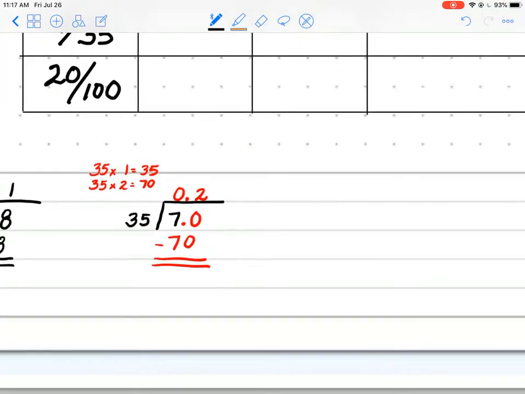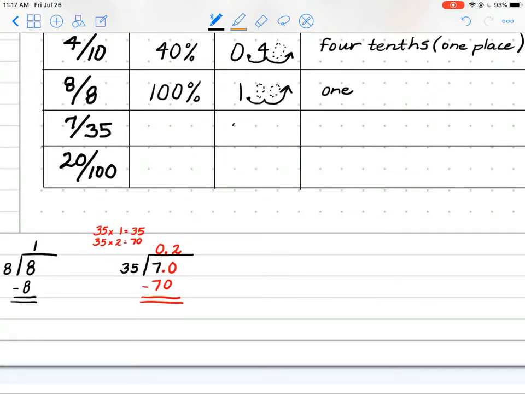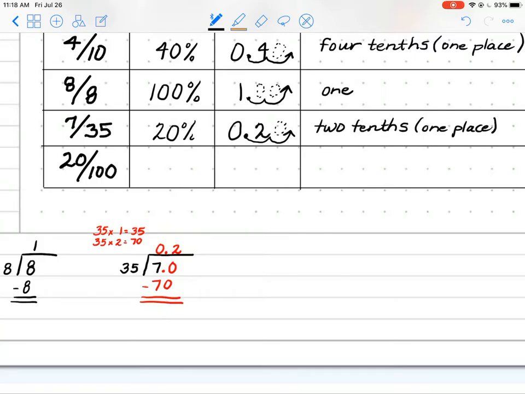So let's bring that back up here and put it in this slot. And that's 2/10. That's one place, so it's tenths. To get your percentage, you just move that decimal and add your ghost. So 20%.